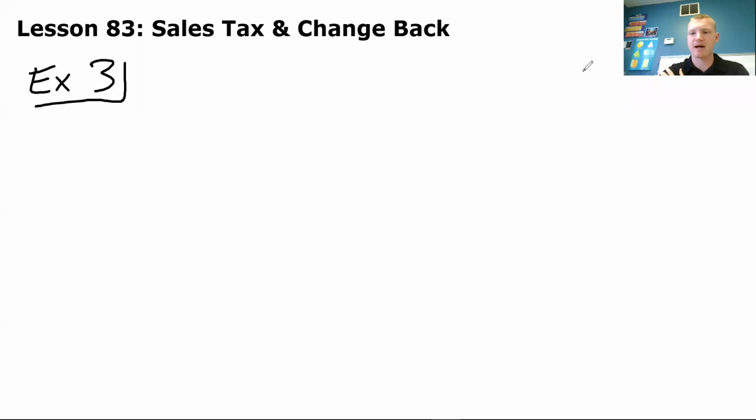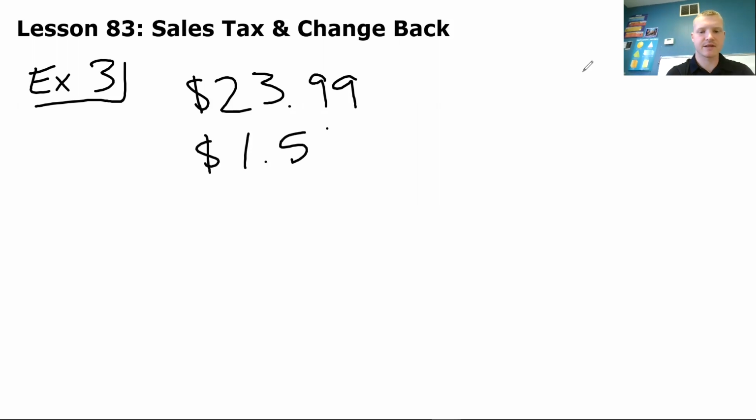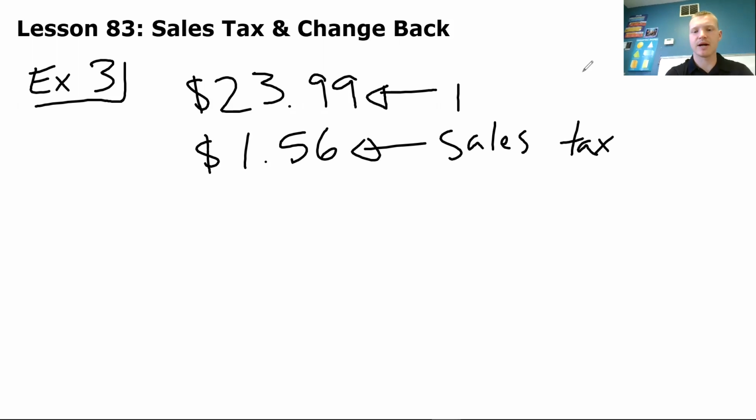Okay, so now we're doing the change back portion. So example 3 on page 389. Midge bought a pair of pants priced at $23.99. So the price of the pants was $23.99. The sales tax was $1.56. That's my sales tax. And that $23.99, that's the price of the pants.